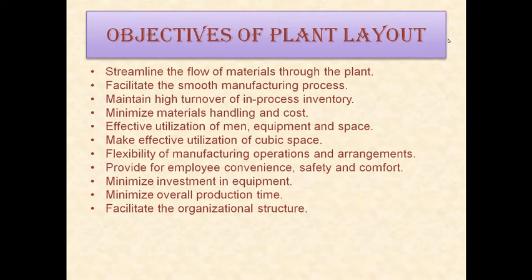It ensures reduction in material handled and cost of material handling. That is, the distance traveled by the material is being reduced, thereby reducing the cost. Effective utilization of operators, machines, and the space in the shop floor is ensured by a proper layout. For example, cubic space utilization, that is, wherever the space is less, the length, width, height, everything is being utilized properly. Overhead cranes are used wherever the space is less, for material handling. This is an example of effective cubic space utilization.